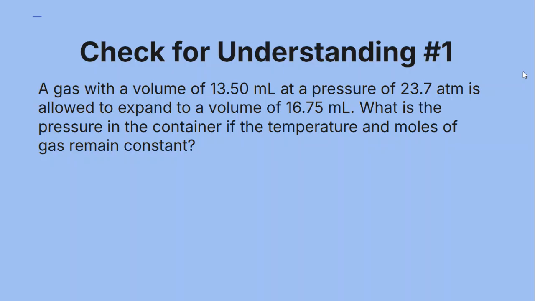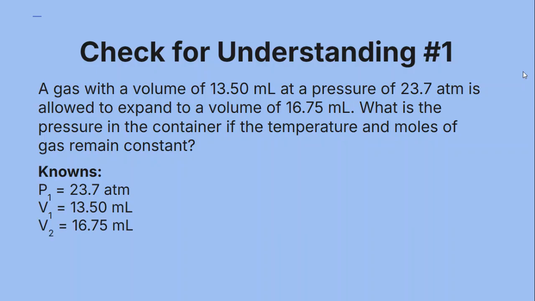All right, so we have a gas with a volume of 13.50 milliliters at a pressure of 23.7 atmospheres. It is allowed to expand to a volume of 16.75 milliliters. What is the pressure in the container if the temperature and moles of gas remain constant? So the known variables given to you are the initial pressure of 23.7 atmospheres, the initial volume of 13.50 milliliters, and the final volume of 16.75 milliliters. We're asked to solve for the final pressure, which will have the same unit as our initial pressure, so it should be in atmospheres.